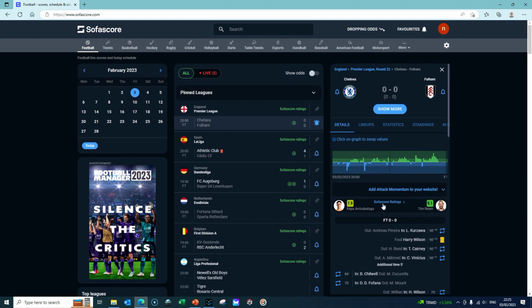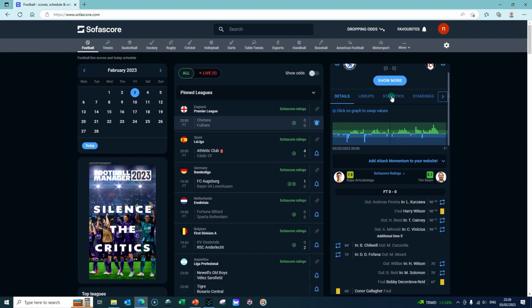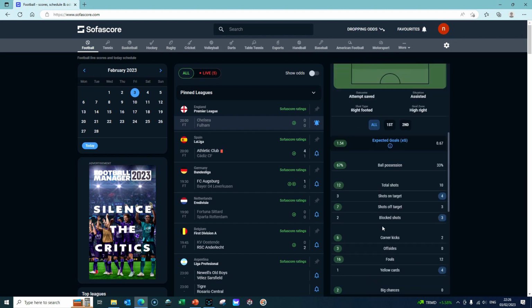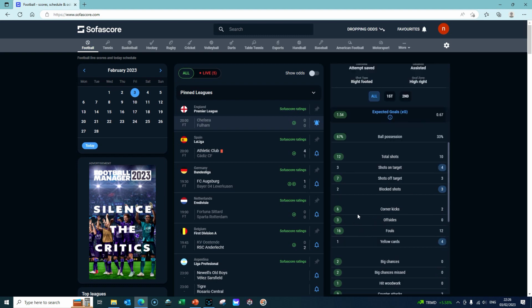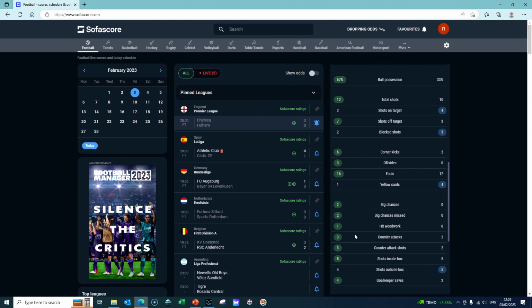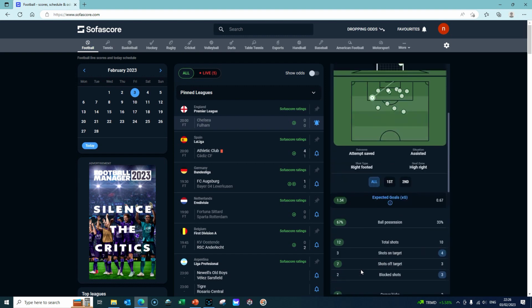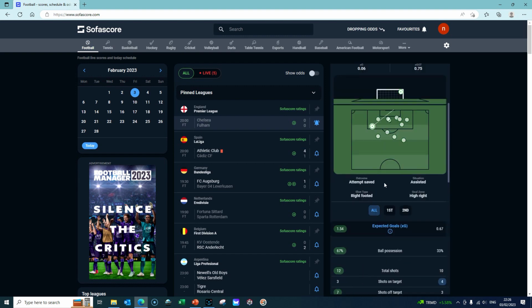So if you looked at that alone, and then you're looking at the statistics, you come down here and you see that they had 67% possession, they had 12 shots, from 12 shots only 3 on target, they had 7 off target, they had 2 blocked, 6 corner kicks, 3 offside, 16 fouls, etc. 2 big chances, 1 at the woodwork, and they had 8 shots from inside the box, 4 shots outside the box. You would have said that Chelsea would have scored, looking at just the statistics alone.